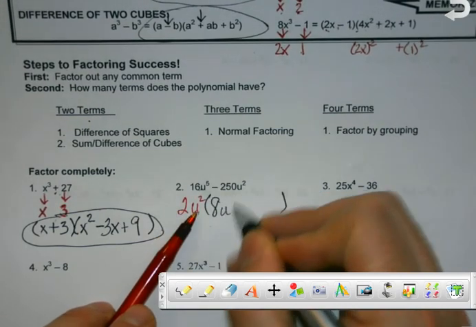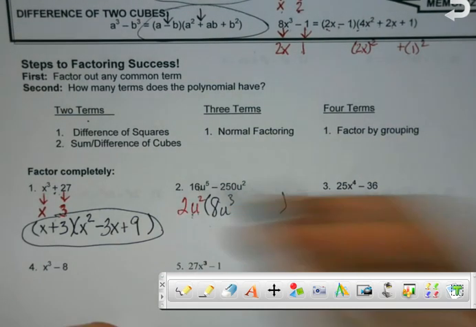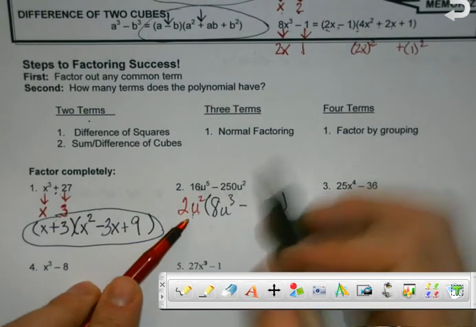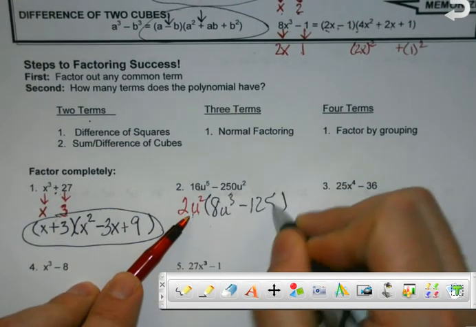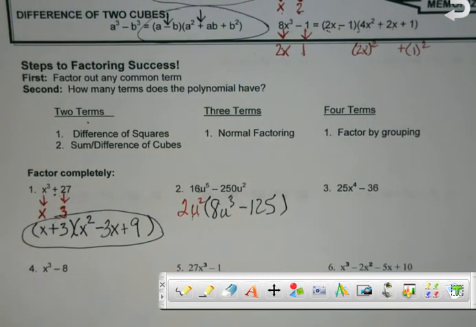u cubed, because 2 times 8 is 16. u squared times u cubed is u to the 5th. I'm adding my exponent. What about for my second term? 125. What's that? Are you sure?